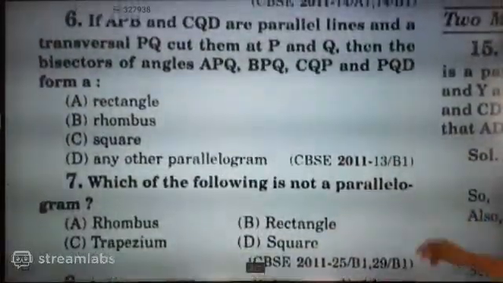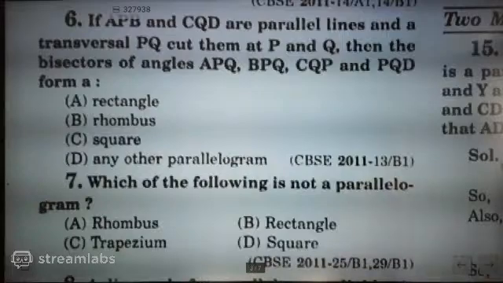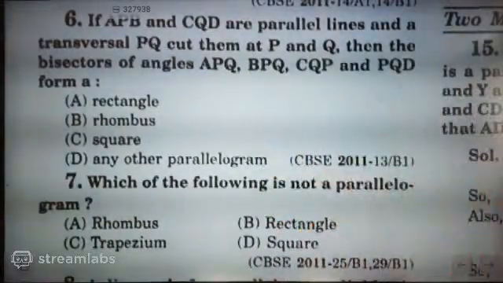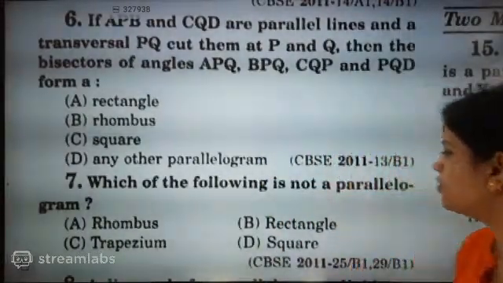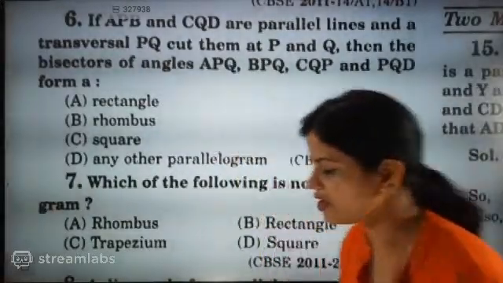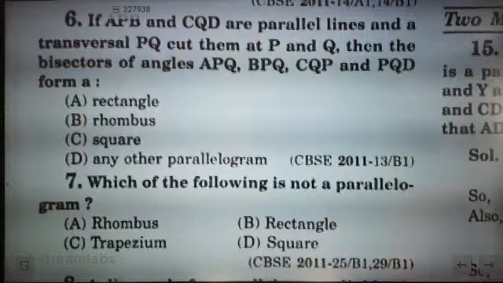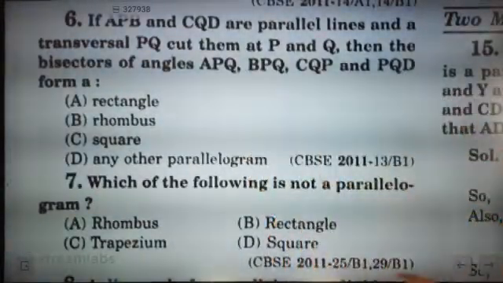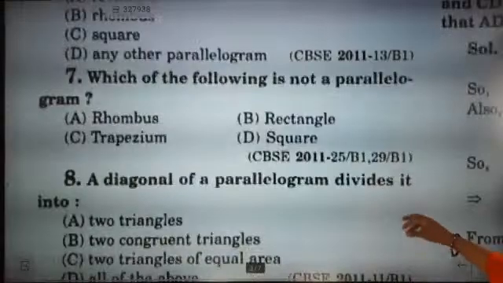Question number 7. Which of the following is not a parallelogram? Rhombus, rectangle, trapezium or square? Just check this question out and tell the answer as fast as possible. Which of the following is not a parallelogram? Quickly say the answer. Rhombus, trapezium, rectangle. So the correct answer will be trapezium.